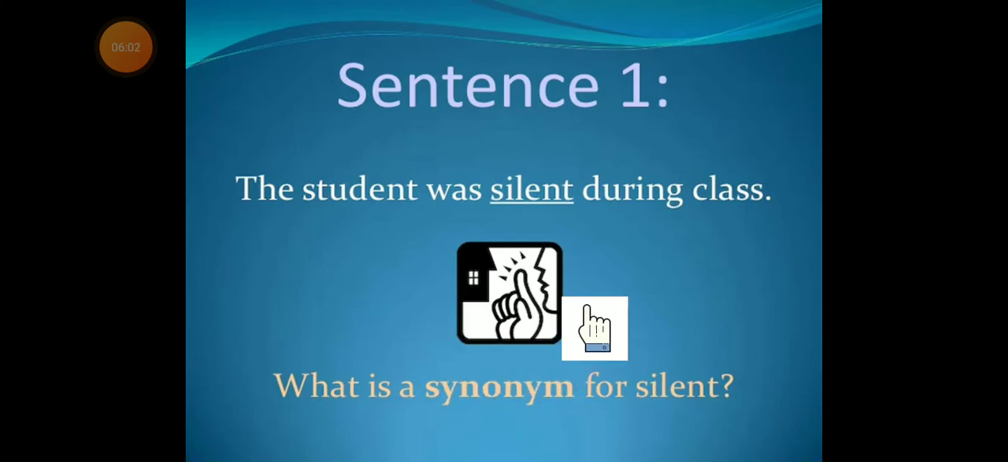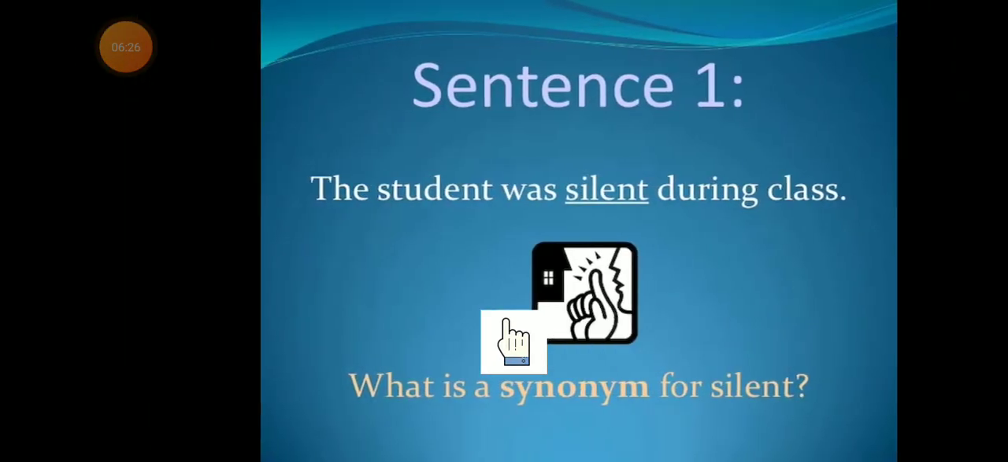Okay. So the sentence one we have, the student was silent during class. So what is a synonym for silent? Can you guess? What is a synonym for silent? The student was quiet. Yes, very good. Quiet is a synonym. The student was decent. Yes, it is also a good answer. Okay, during class. Now let's go to another slide.